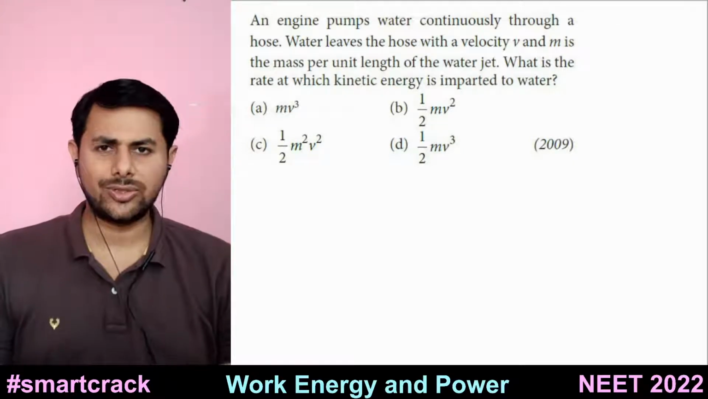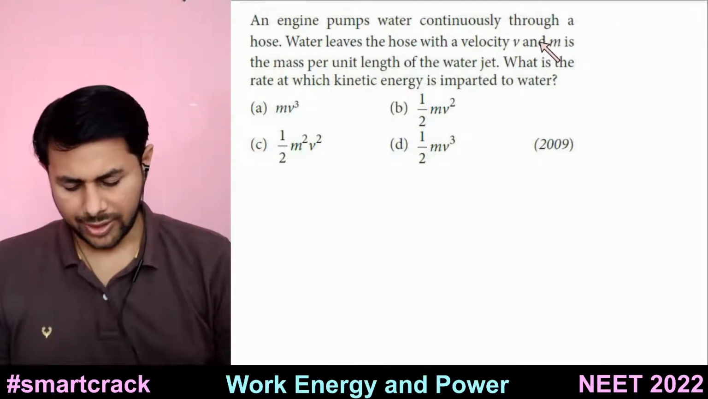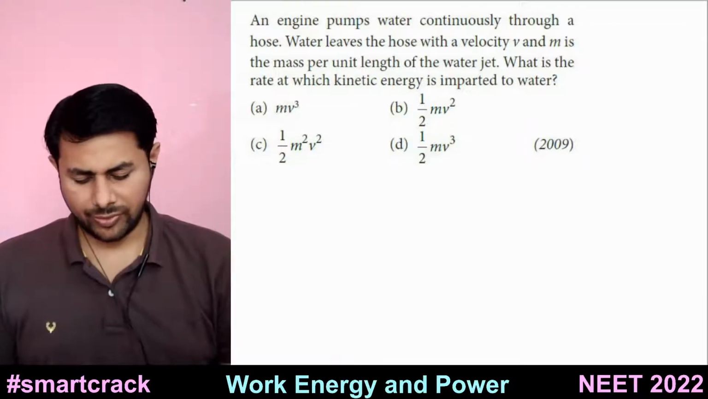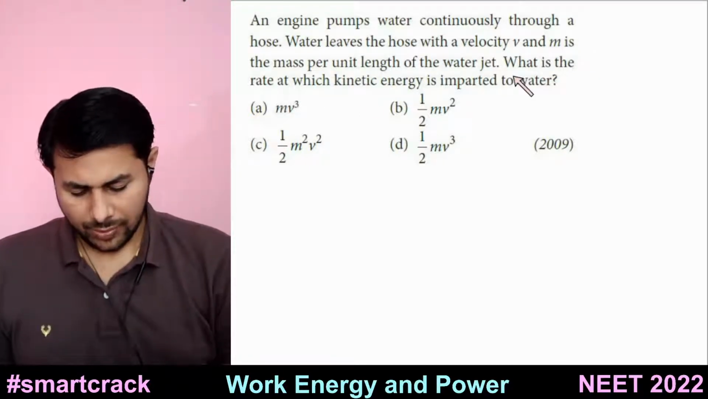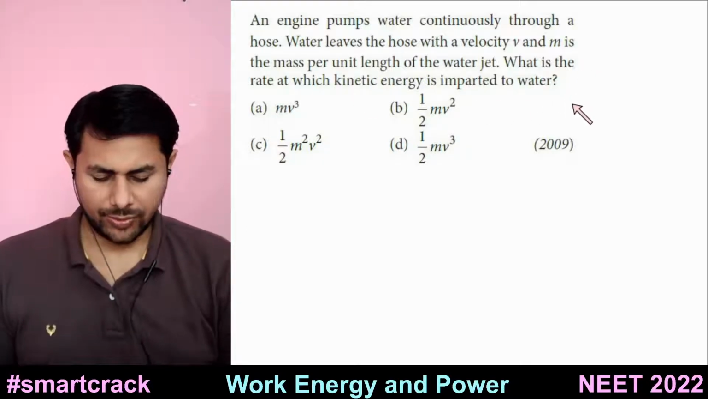Okay, let's move on to the next problem. An engine pumps water continuously through a hose. Water leaves the hose with velocity v, and m is the mass per unit length of the water jet. What is the rate at which kinetic energy is imparted to the water?